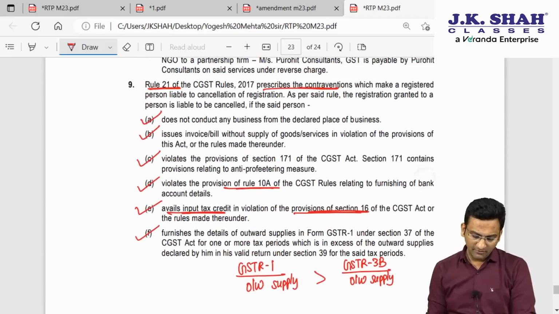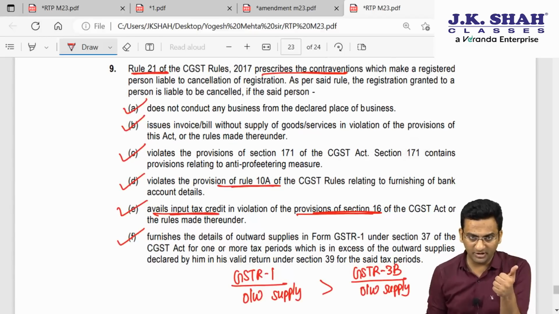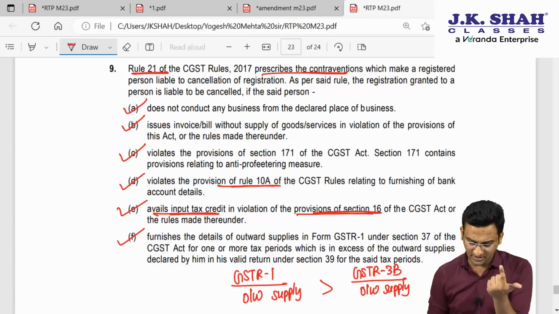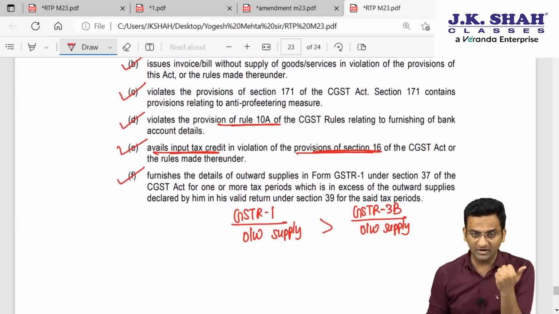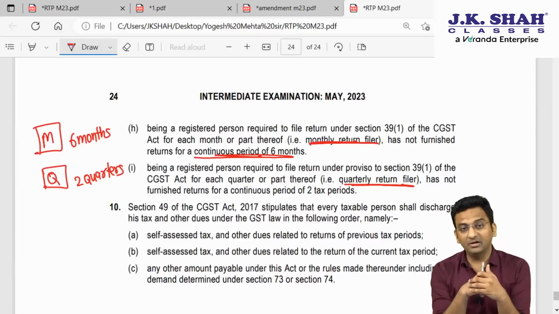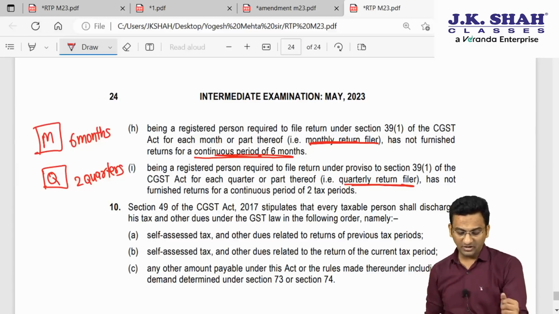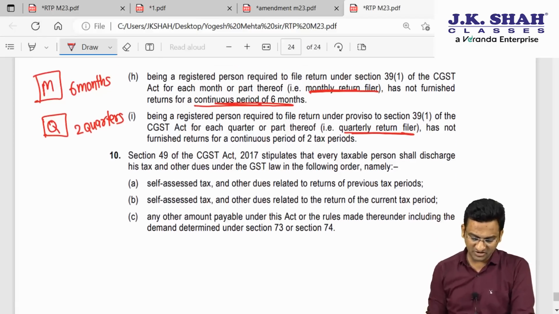So there were a few points. If you contravene any of these points, then you are liable for deregistration. You do not conduct the business from the declared place. If you are indulged in fake invoicing business, and if you violate the provisions of section 171, violate the provisions of rule 10A, you violate the provisions of section 16, and outward supply shown in the GSTR1 is more than 3B, and the person does not file return continuously for a period of 6 months, or in case of quarterly return filer like QRMP scheme, return for 2 continuous quarters are not filed, then the person is liable for deregistration, friends.